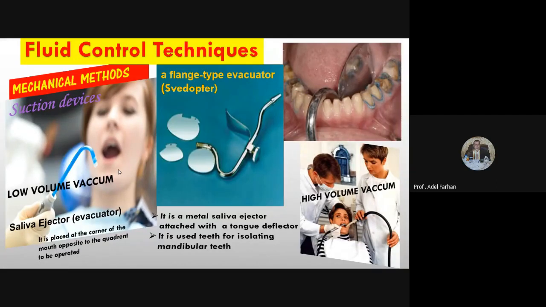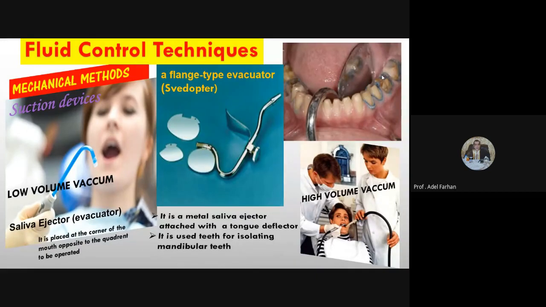It helps to suck saliva during our work or water. We have another type of saliva ejector, the metal type. Okay, مثل ما نشوف it is a metal saliva ejector attached sometimes with a tongue deflector. مثل ما نشوف هاي بصورة. Sometimes, in order to protect the tongue during our work, we use this metal type of saliva ejector to retract the tongue. In addition, it helps in evacuating the water during your work.